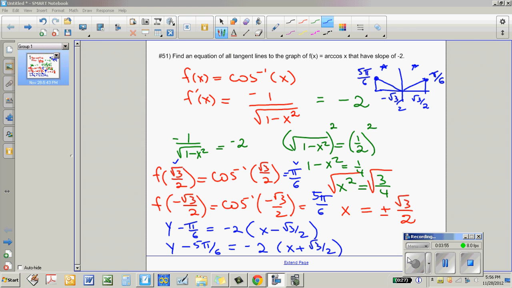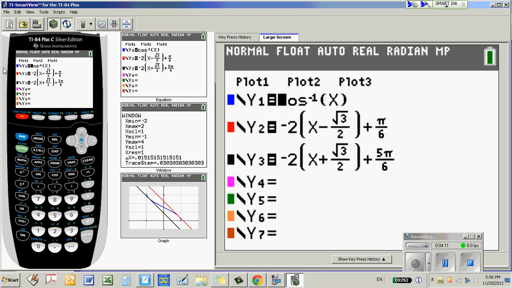Okay, so then just to check your answer, what I'm going to do is graph it on a graphing calculator, and we're going to graph the original function and the two tangent lines. And we want to make sure that they look tangent, and that they actually have a slope of -2. So what I did is I entered my original function, cosine inverse of x. Then I entered the two equations we got, and I used point-slope form except I added the y value to the right side, so we get y by itself. So these are the two equations that we got.